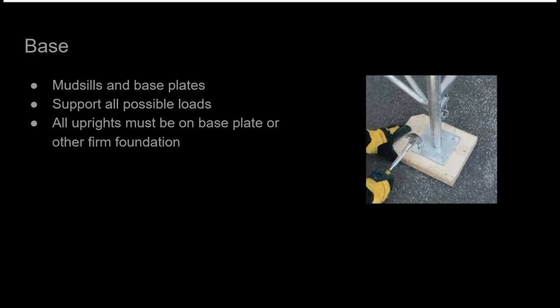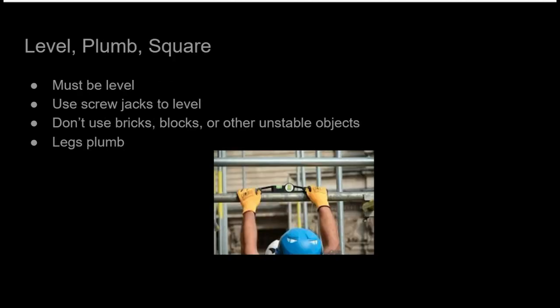All uprights must rest on firm ground with mud sills and base plates or other firm foundation. The support must be able to withstand all expected loads. The scaffold and its platform must be perfectly level to minimize the risk of workers losing balance and falling off. If the ground is loose and uneven, adjustable screw jacks can keep the scaffold level. Don't use bricks, blocks, barrels, or other unstable objects to level a scaffold.